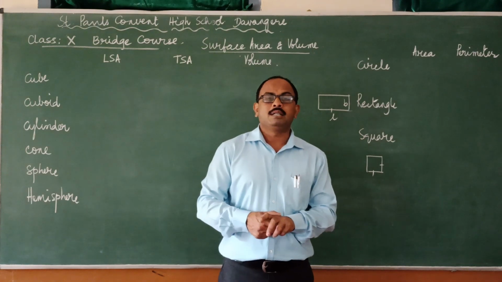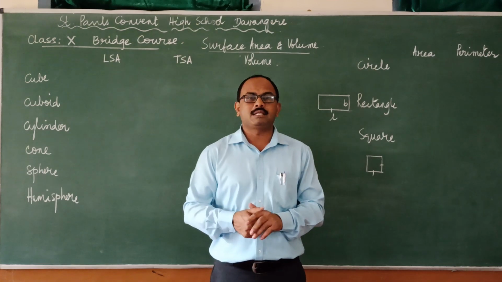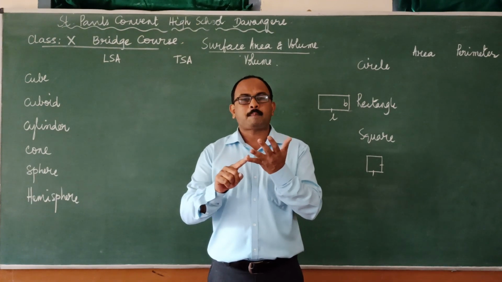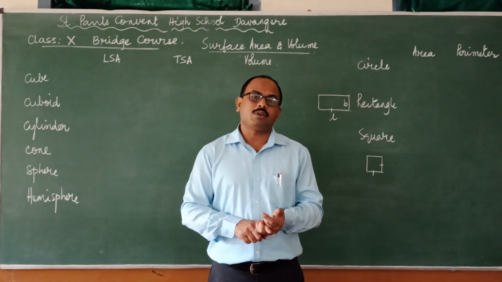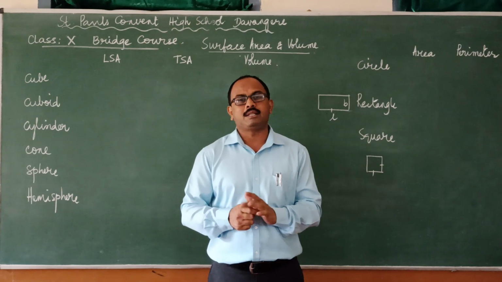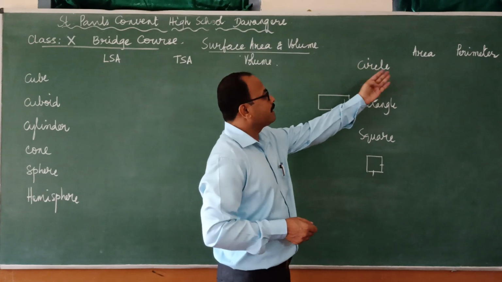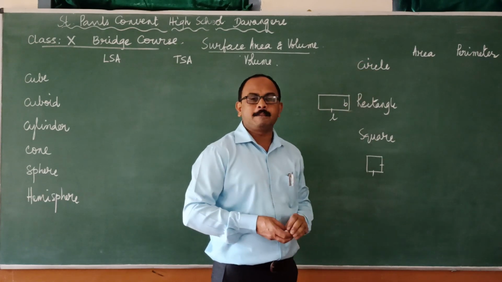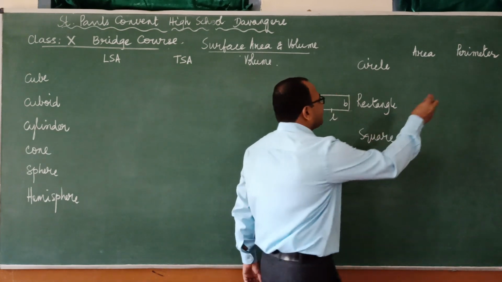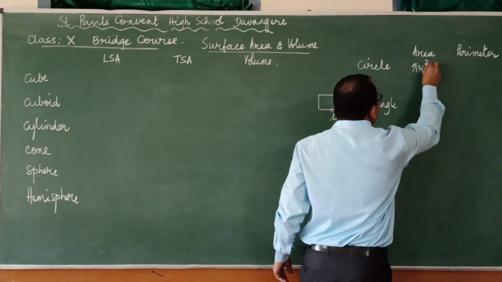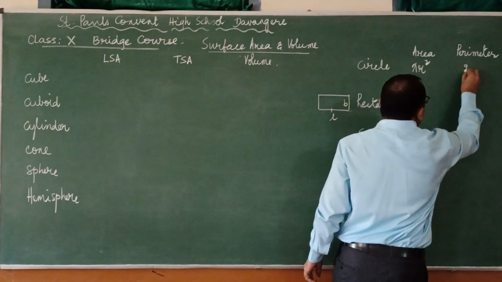Two-dimensional figures have only area and perimeter, but three-dimensional figures have surface area, the perimeter even, then volume it has got. This is the difference between these two, children. Now, we know the area and perimeter of these two-dimensional figures. Circle, we have seen it. Area is nothing but pi r square, children. Its perimeter or circumference is 2 pi r.